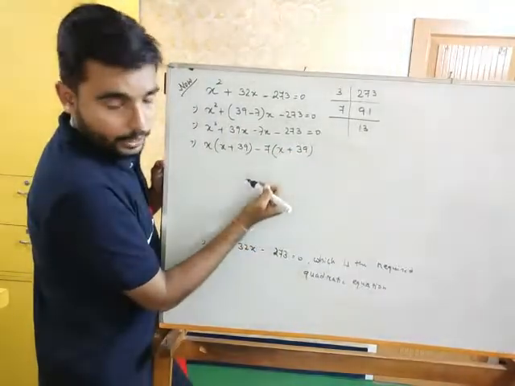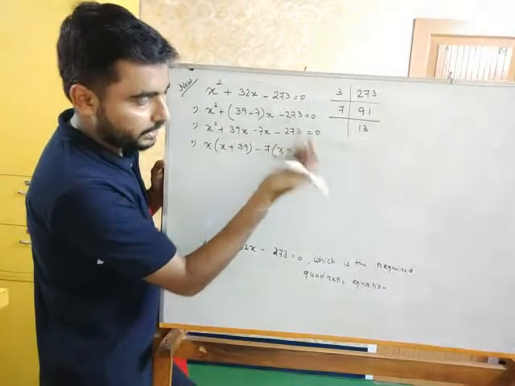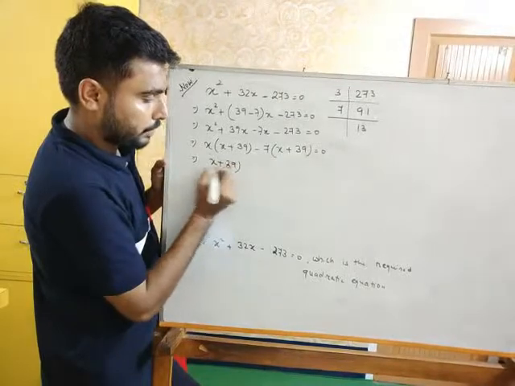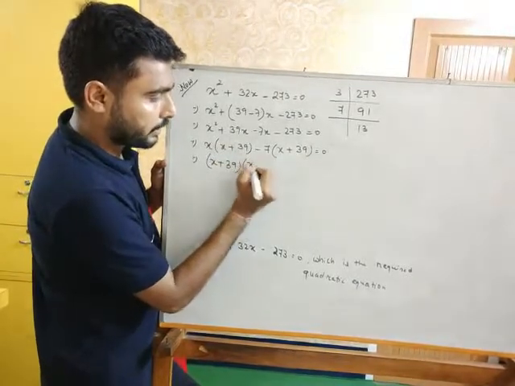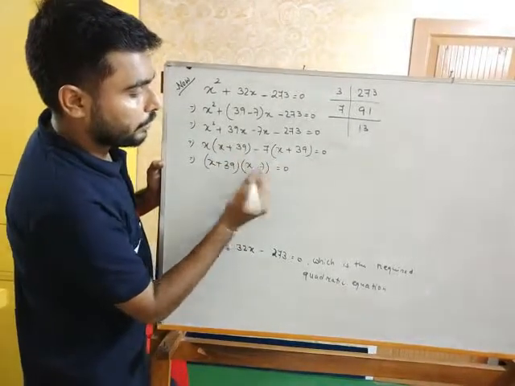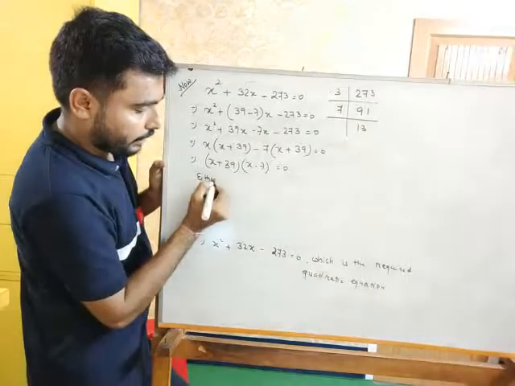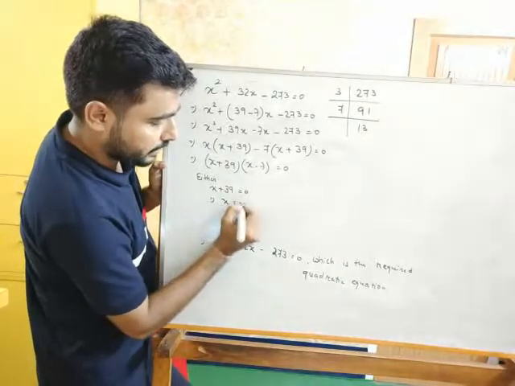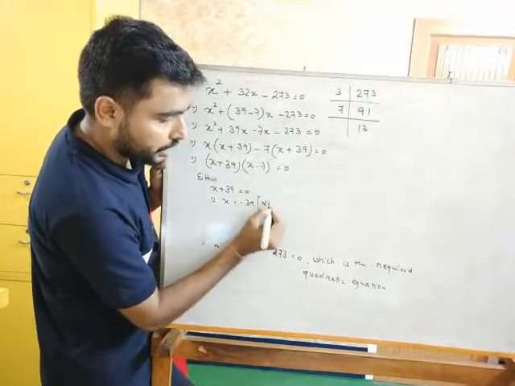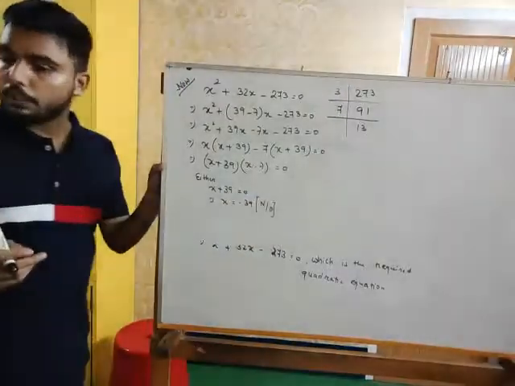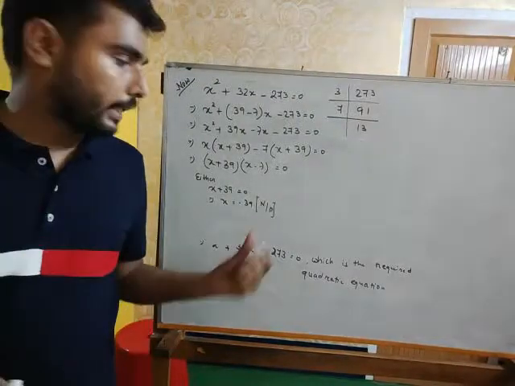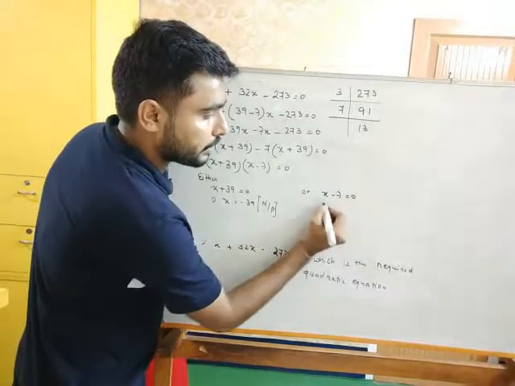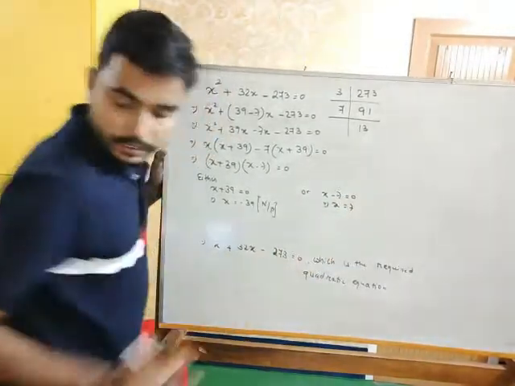3 times 21 is 63, 7 times 39 is 273, 9 times 63 is equal to 0. So overall, I got x plus 39 as common, and here remains x minus 7 is equal to 0. So what I can say now, either x plus 39 will be equal to 0, which implies x is equal to minus 39, which is again not possible because the age of a person cannot be negative, or x minus 7 is equal to 0, which implies x is 7.